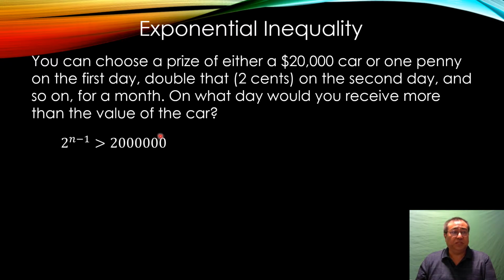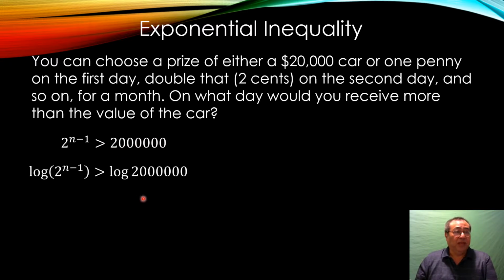All right, so this is the inequality. It's 2 to the n minus 1 because you're doubling every time. And you want it to be bigger than $20,000. But $20,000 is 2 million pennies. So we want to convert, because here it's in pennies. That's why there seem to be so many zeros here, because we're doing it in pennies.